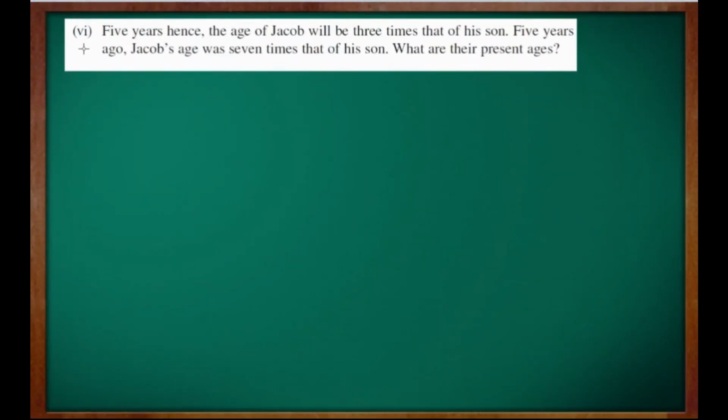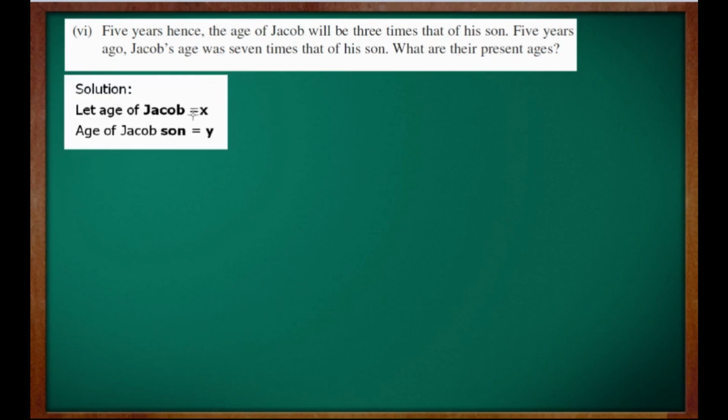Last question of exercise 3.3, sixth bit. 5 years hence, the age of Jacob will be 3 times that of his son. 5 years ago, Jacob's age was 7 times that of his son. What are their present ages? So we are going to find the present age of Jacob and his son. We don't know the present age of Jacob. Let us take it as x and his son's age as y.